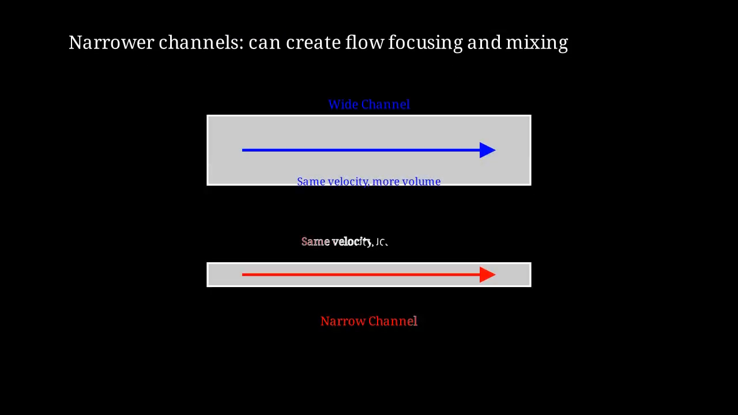Here's a comparison. The wide channel on top and narrow channel on bottom have similar linear velocities, but the wide channel carries much more total volume. Surface treatments are crucial for controlling where fluid goes and how it interacts with reagents.